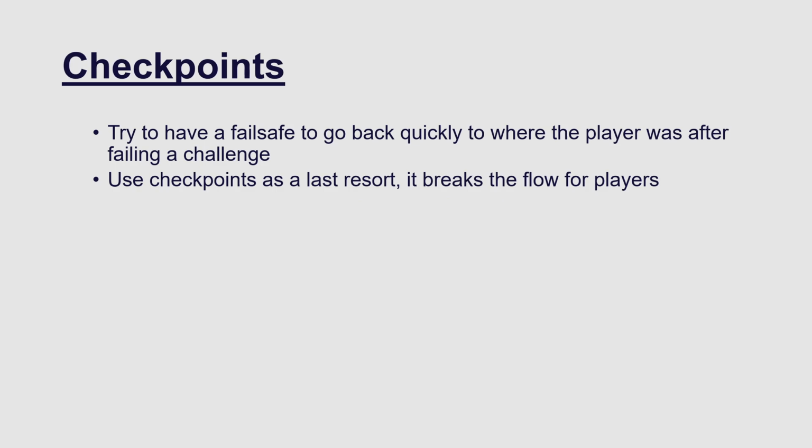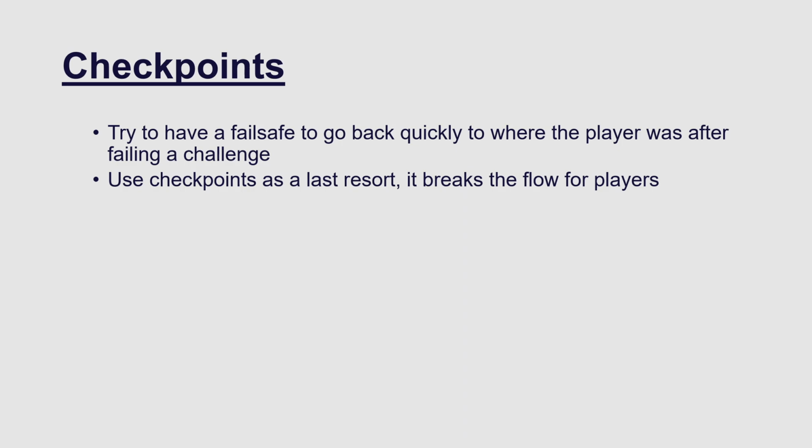Then, thinking about the challenges that the player might encounter in a level, we often think about checkpoints and what's going to happen. Try to have a fail safe to go back quickly to where the player was after failing a challenge. A fail safe is slightly different to a checkpoint. A checkpoint is like, let's say I'm trying to do a jumping challenge and I fail it, I die, and I'm checkpointed back to maybe the start of that section.